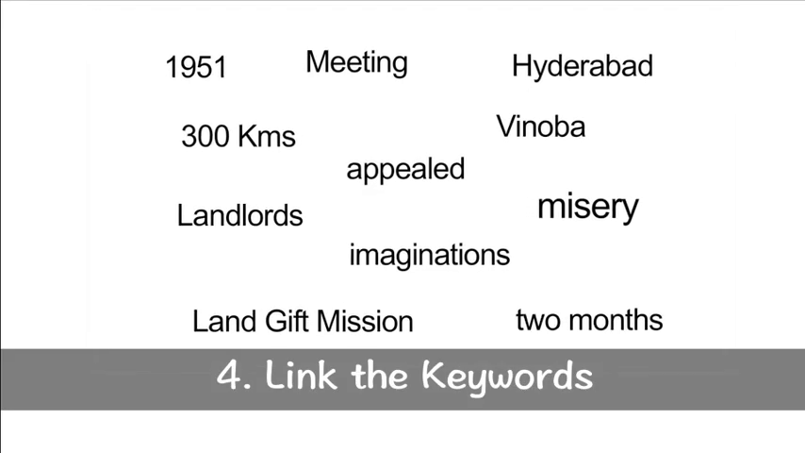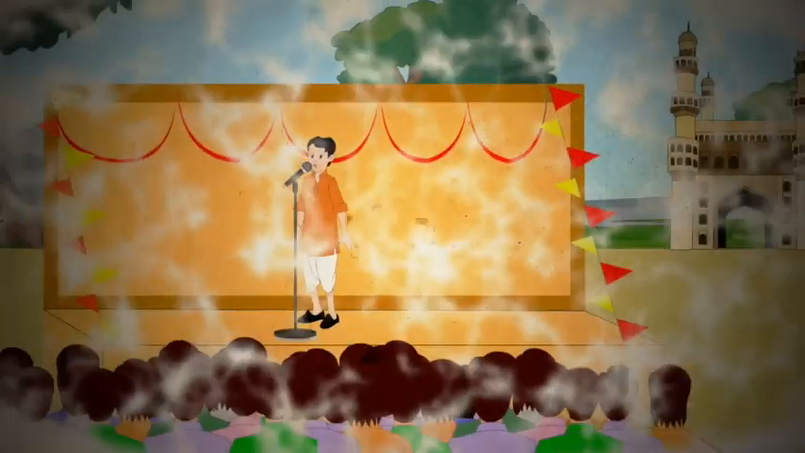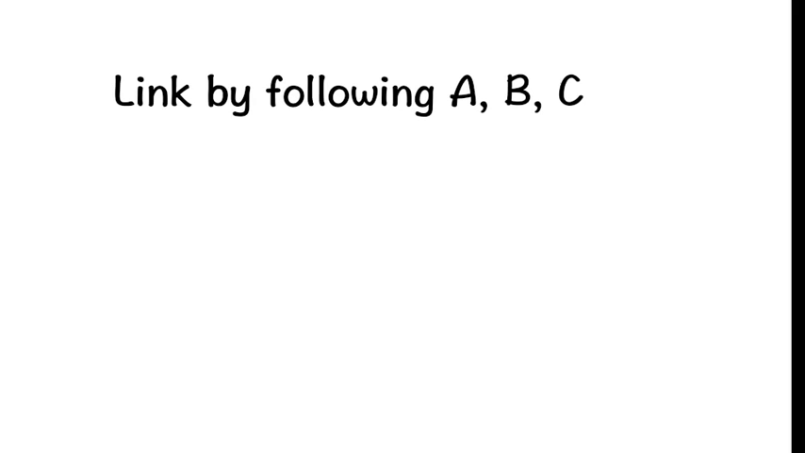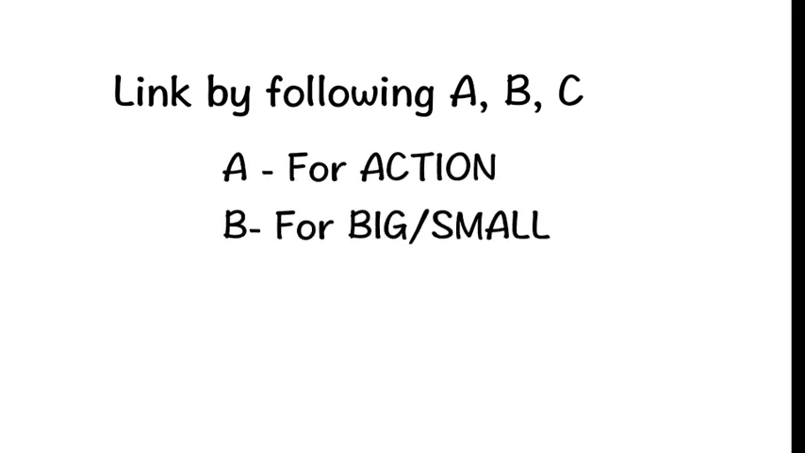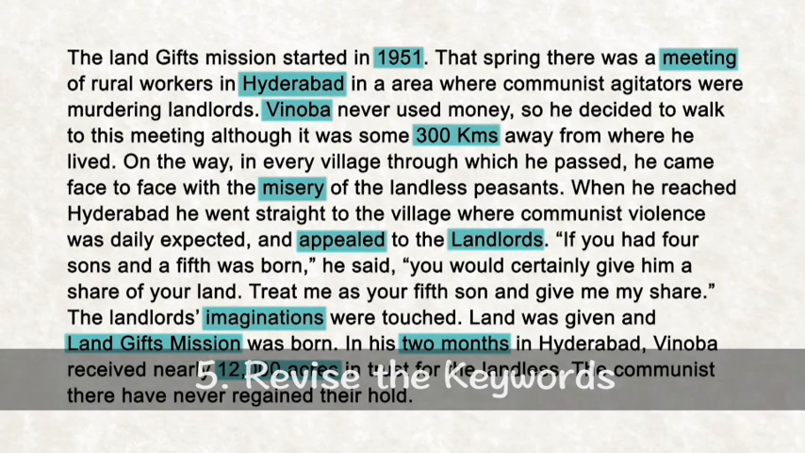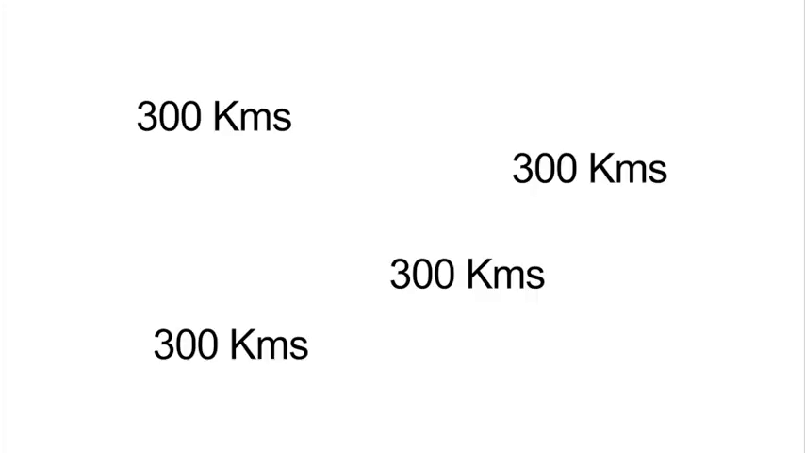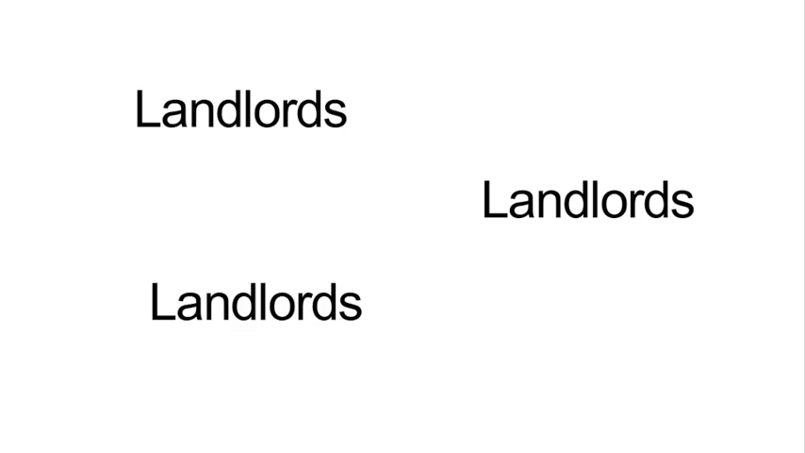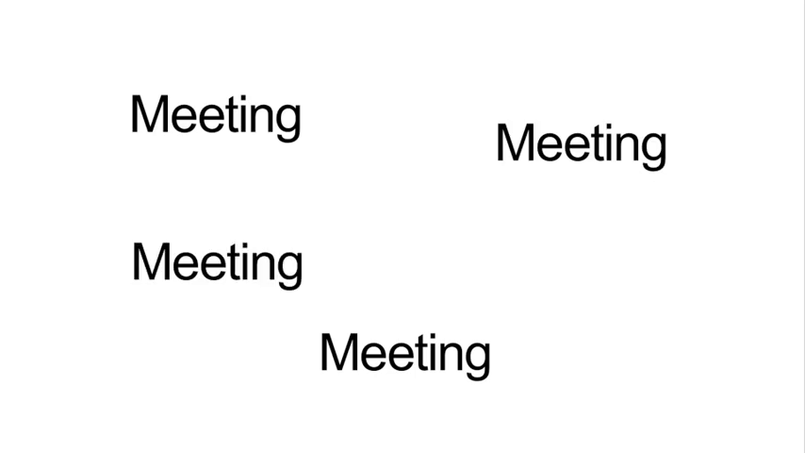Fourthly, link the keywords. Already you know the use of linking. It is a very powerful way to trigger the memory. Link by following A, B, C. A for action, B for big or small, C for crazy. Fifthly, revise the keywords. Immediately after linking, revise the words 3 to 4 times in your mind. In this way, you can remember the keywords perfectly and you won't get confused. If you're able to remember the keywords, almost the entire lesson is in your mind. Whenever you want, you will be able to revise this.